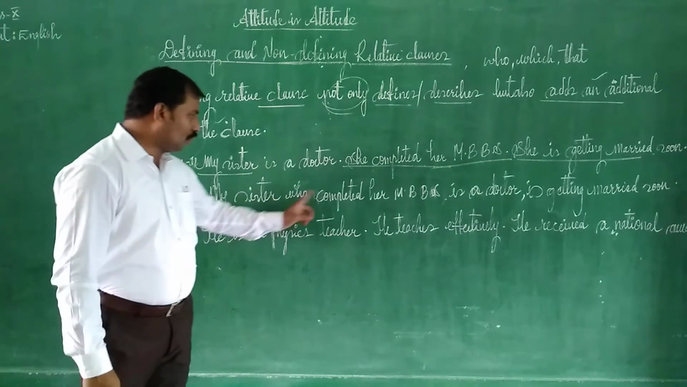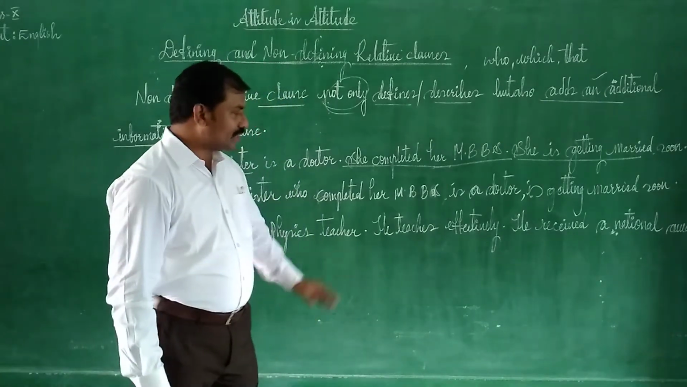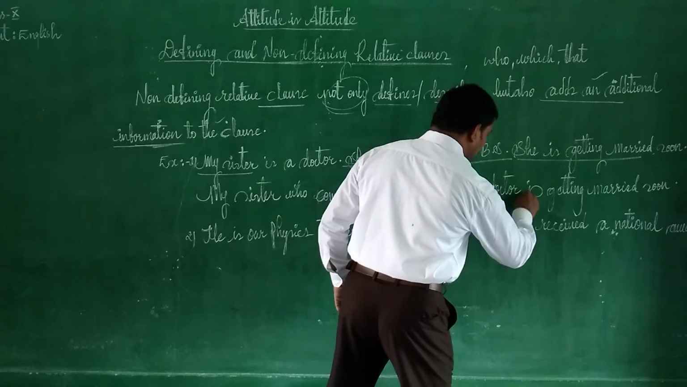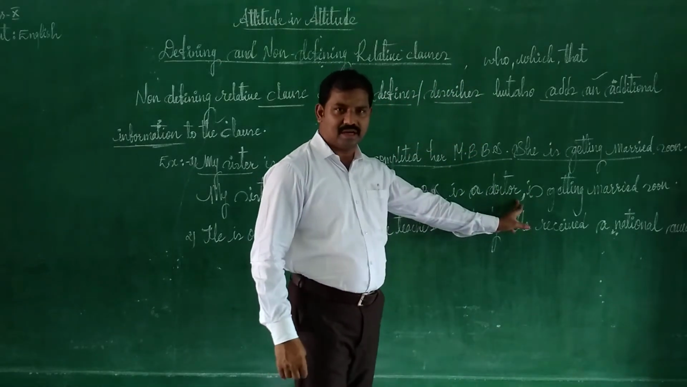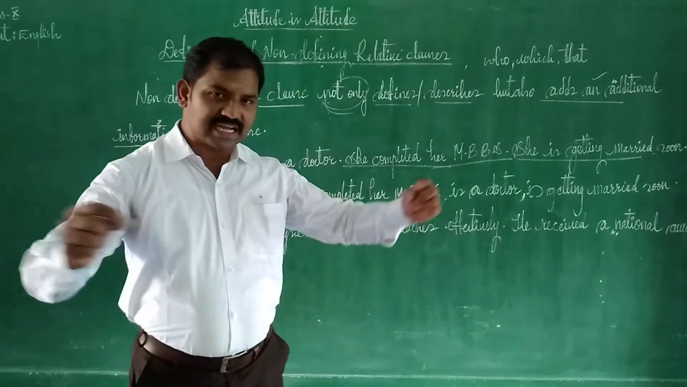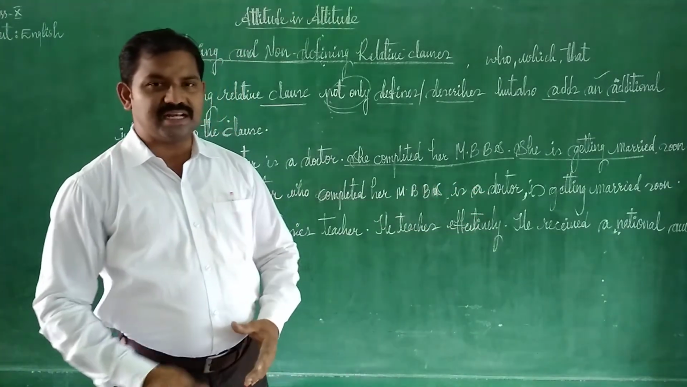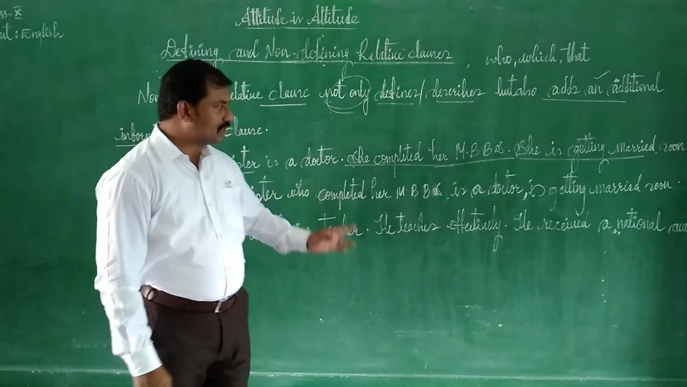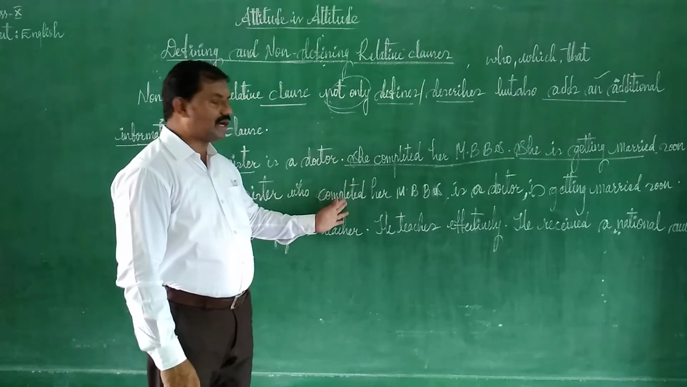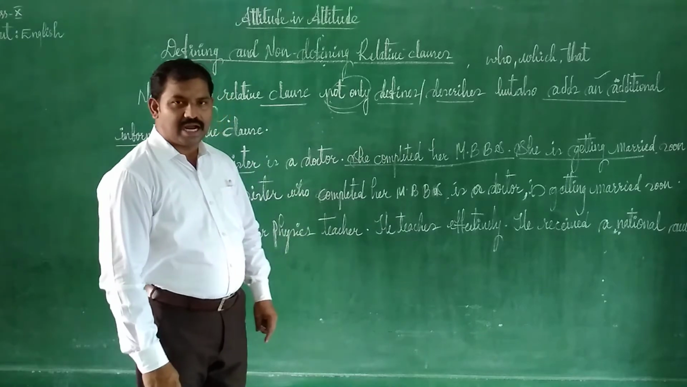My sister who completed her MBBS is a doctor, is getting married soon. So "is getting married soon" is the additional information. We are separating it by using a comma. This is very important in non-defining relative clauses. In the shortest form, what we understand is a sentence consisting of a comma that divides it to give a better understanding of the phrase or clause given. So that particular one we consider as a non-defining relative clause. And as for our discussion, non-defining relative clauses not just give a definition but also add additional information.